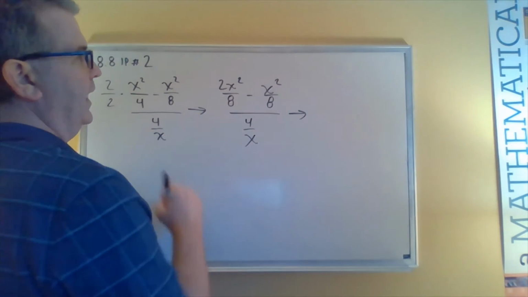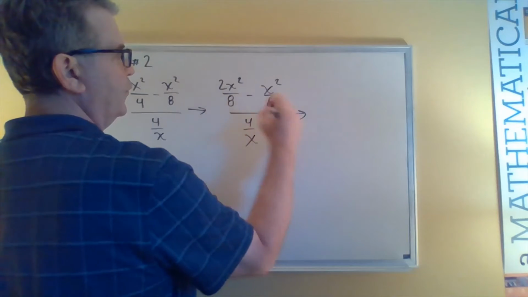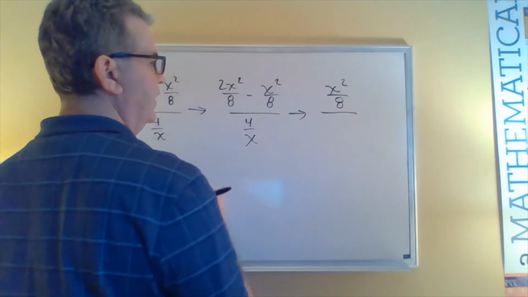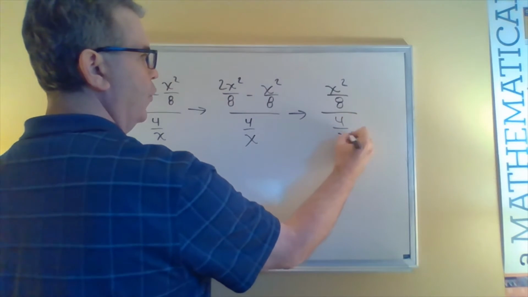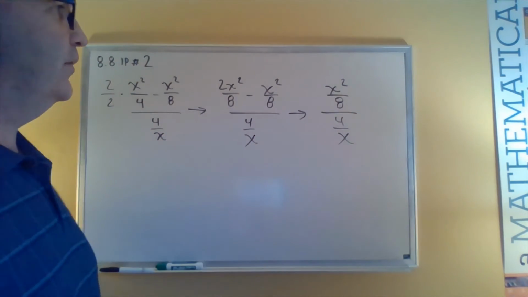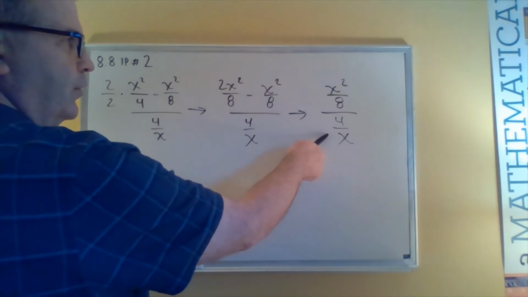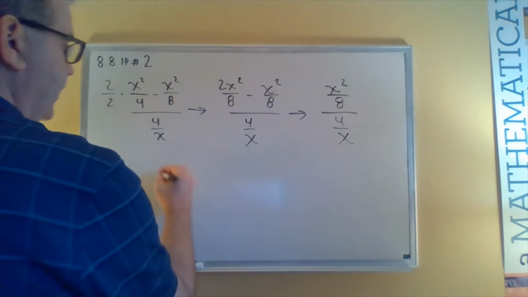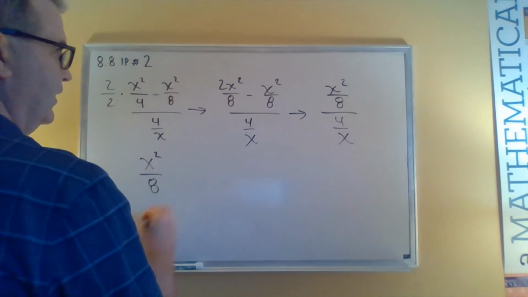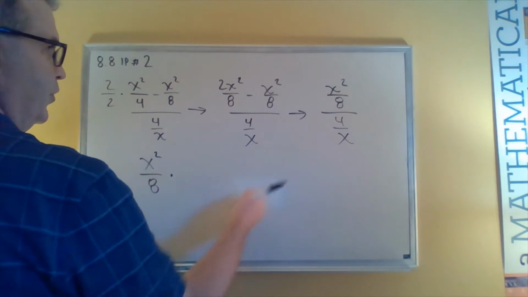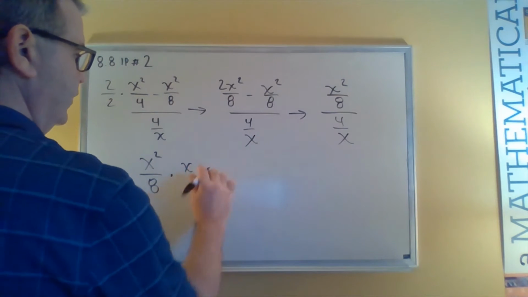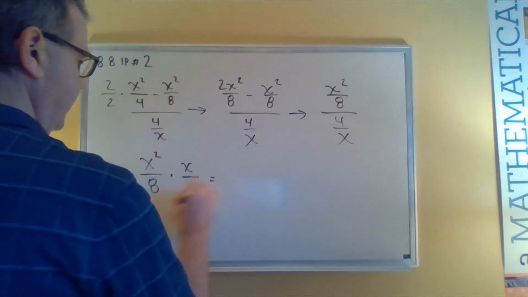Now I just need to combine the two fractions of my numerator, 2x squared minus x squared, which is going to be 1x squared over 8. That's still going to be over the fraction 4 over x. Now that I have one fraction in the numerator and one fraction in the denominator, I can invert the one in my denominator and multiply it times my numerator. So I'll have x squared over 8, and I'll multiply it by the reciprocal of my denominator, which is x over 4.